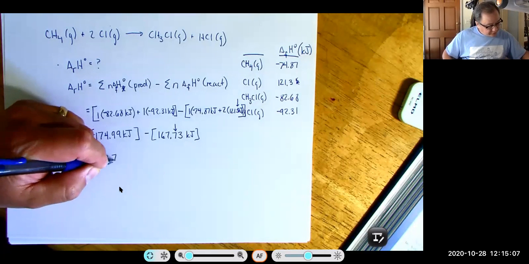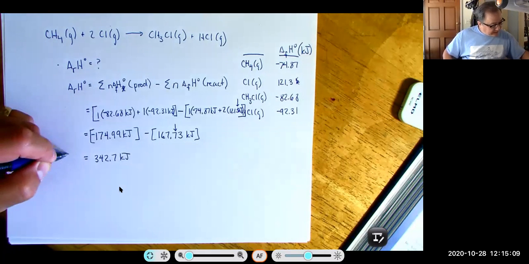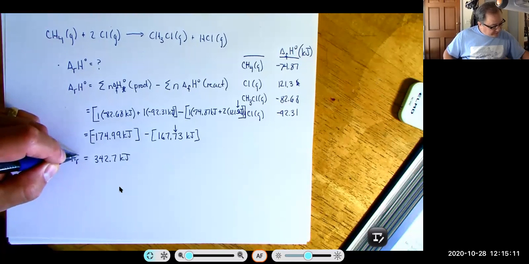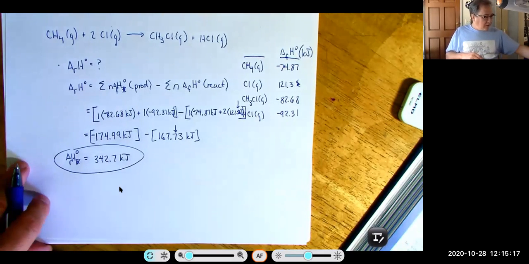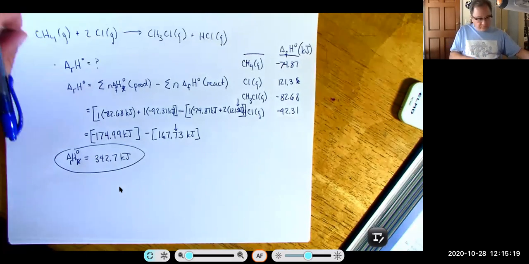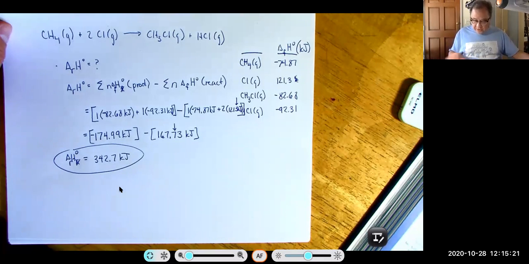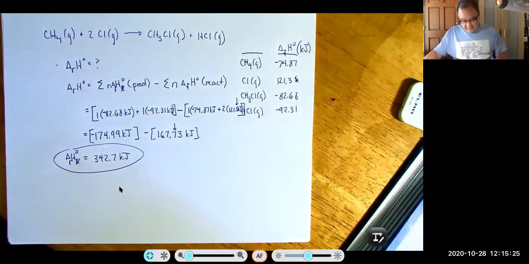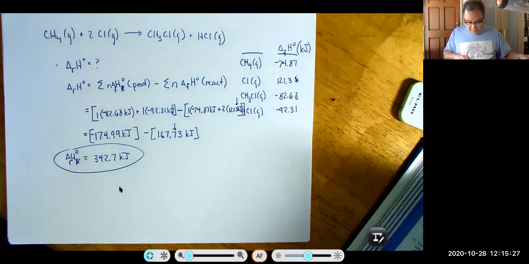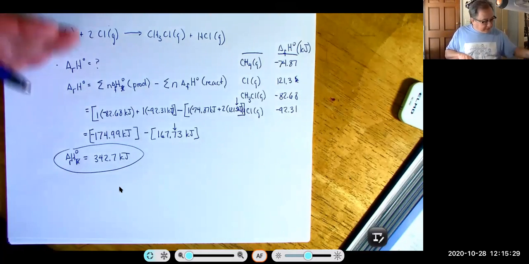342.7 kilojoules. And that is the enthalpy of the reaction. And there's that answer. Okay. Now, the next thing we're supposed to do is draw an energy level diagram for all of this, for the various enthalpies here.